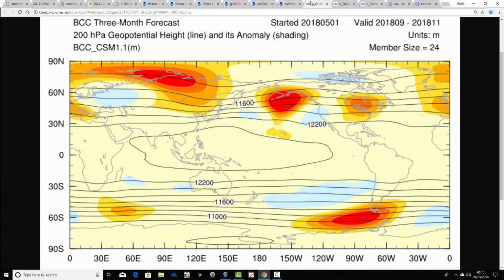This is the Beijing Climate Center. This is the 500 millibar height anomaly for the autumn of 2018. Actually, it's a 200 millibar height anomaly for the autumn of 2018.